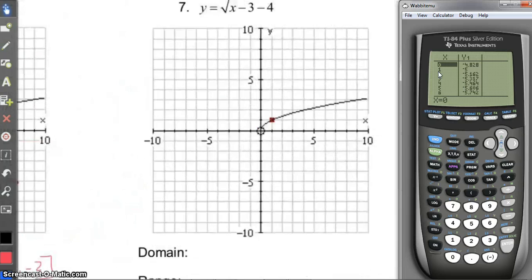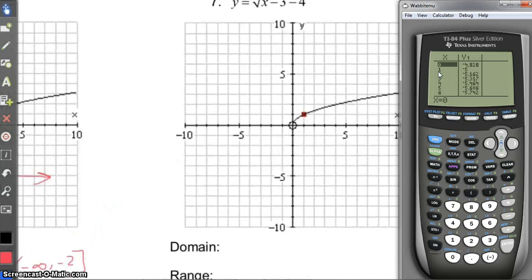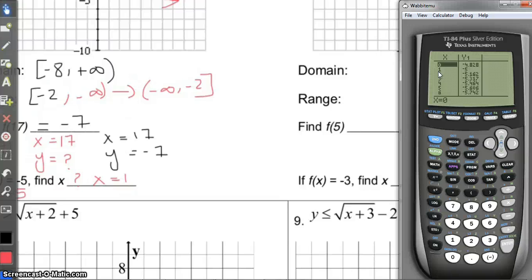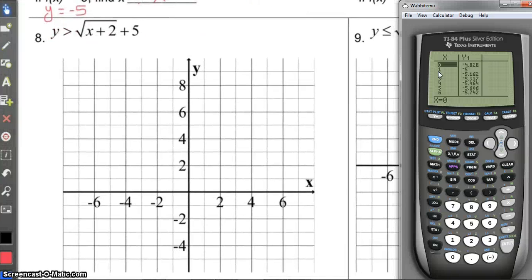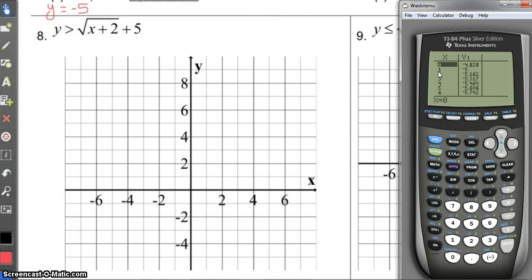I want you to try to do number 7 on your own, and then we'll discuss it together in class. It's the same concept as number 6. It will show me whether you understand or not. Now let's move on to number 8.